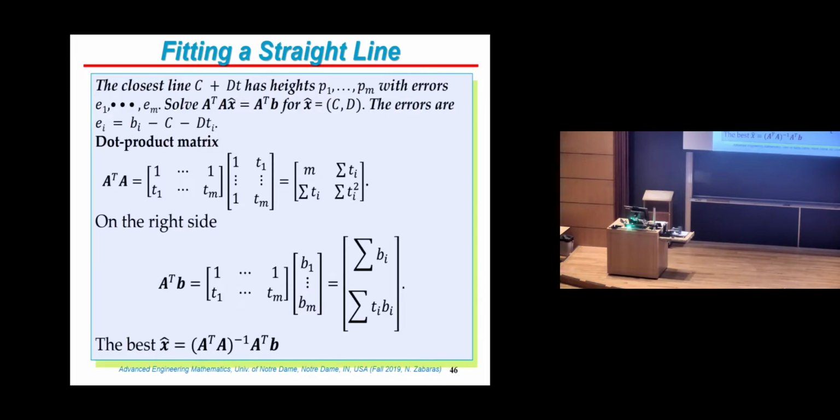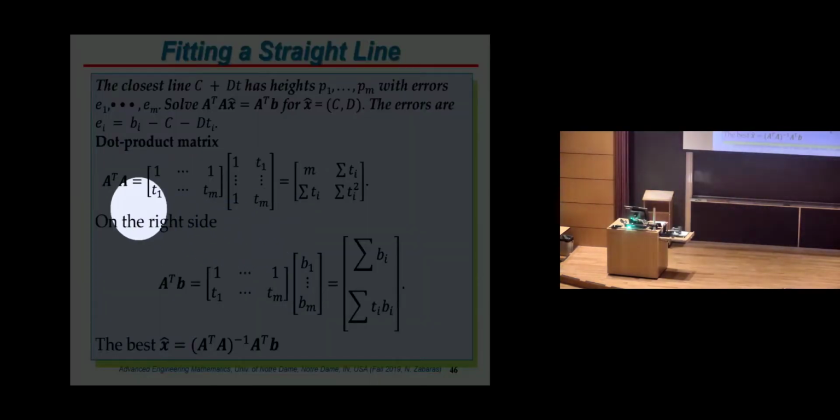So if you do the calculations that we said in the last lecture, you compute the matrix A transpose A that you see here. If you do the multiplications, you actually get a very nice 2 by 2 matrix. M is the number of measurements. When you multiply that one row vector with this one and sum them, you get M. This is the summation of the times where you have observations, and this is the summation of the times squared. So this is A transpose A.